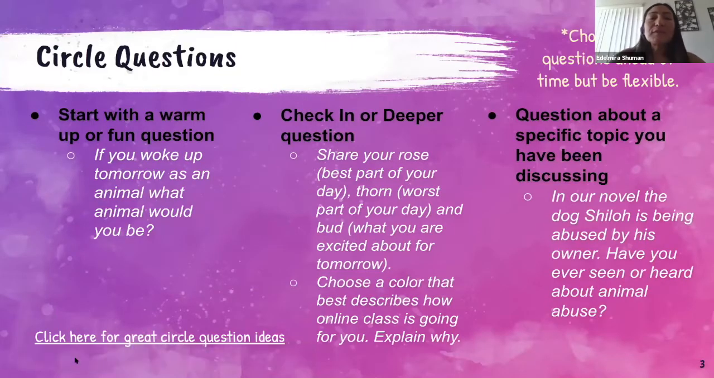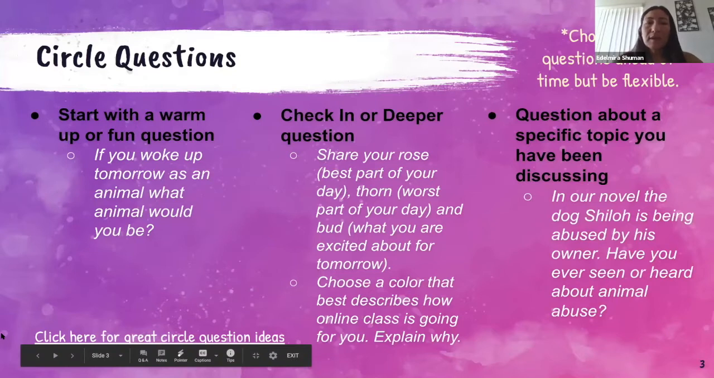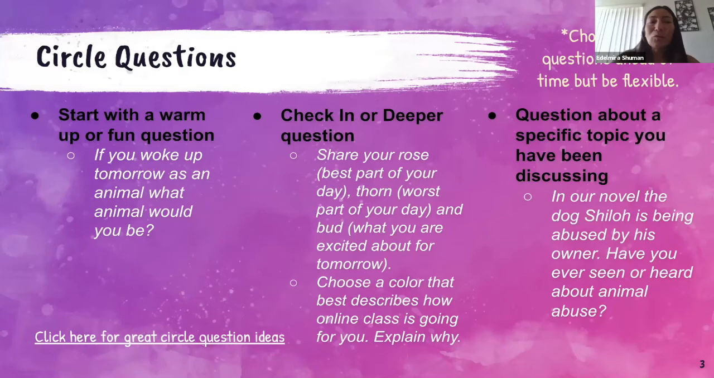So some of the circle questions that we will ask, you want to start off with a little warm up or a fun question, and I put an example there. If you woke up tomorrow as an animal, what animal would you be? You just start with that fun question just to get everyone talking.